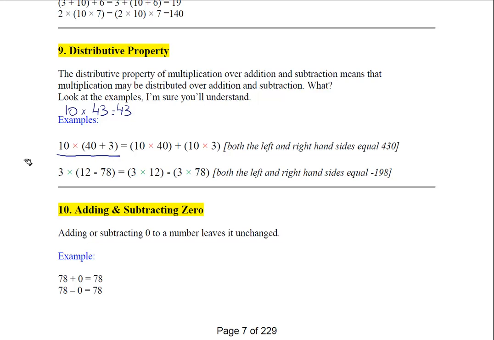But we can open up these parentheses using the distributive property by saying 10 times 40, then we put the plus sign as it is, 10 times 3. Now, is this the same? Yes. 10 times 40 is 400, plus 10 times 3 is 30. What is 400 plus 30? 430. So here we got 430 at the beginning. 10 times 43 equals 430, not 43. And 400 plus 30 equals 430. So basically the same thing.